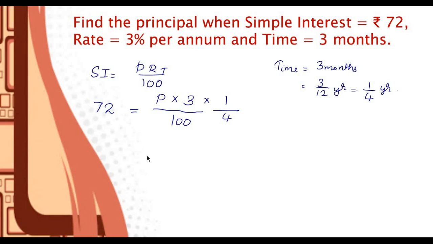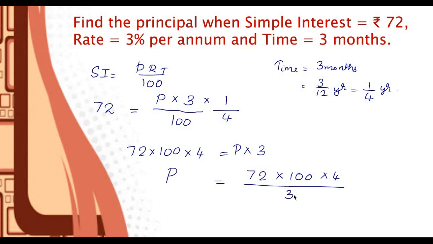So let us calculate. 72 into 100 into 4 is equal to P into 3, or the principal is equal to 72 into 100 into 4 by 3. We can cancel between 72 and 3 and it is 24. When you multiply, you will get the principal as 9600. So the principal amount is 9600.